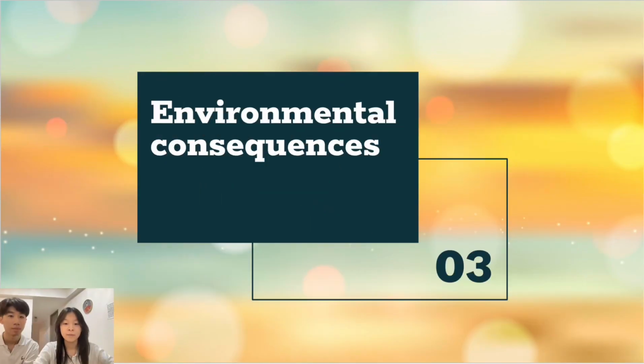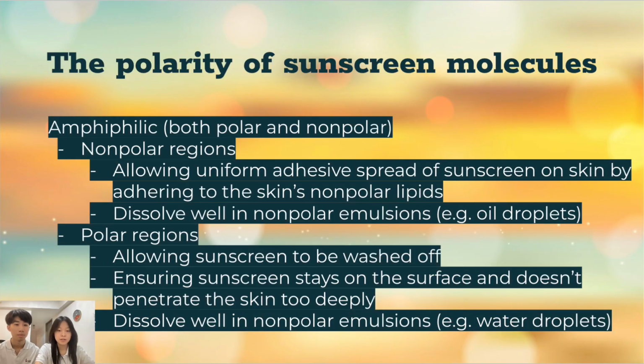Now let's talk about the environmental consequences. The amphiphilic nature of sunscreen molecules, meaning that they have both polar and nonpolar regions, is essential for their function. The nonpolar regions are essential because they allow uniform adhesive spread of sunscreen on the skin by adhering to the skin's nonpolar lipids. It also allows the sunscreen to dissolve well in nonpolar emulsions, for example, oil droplets.